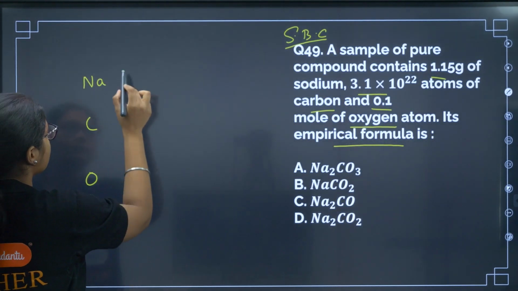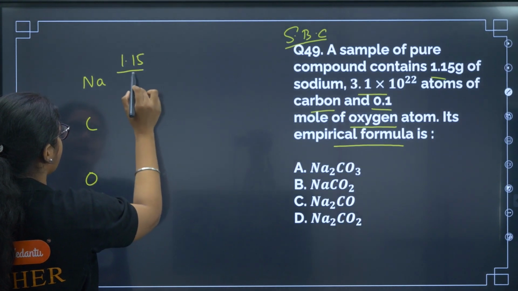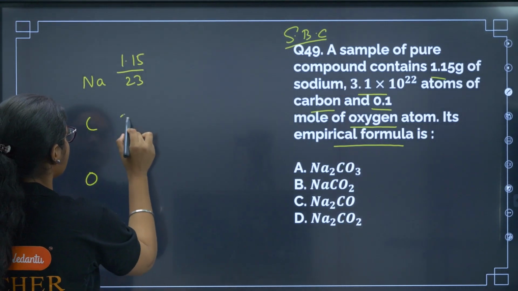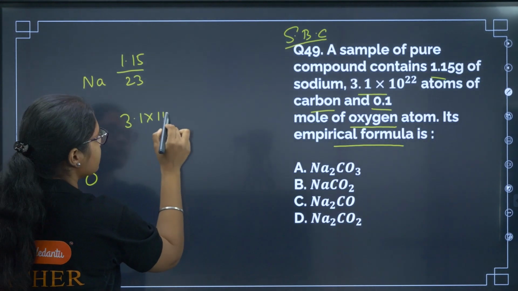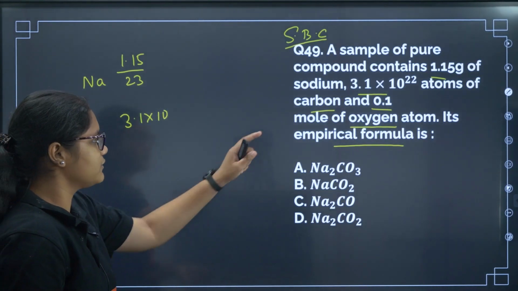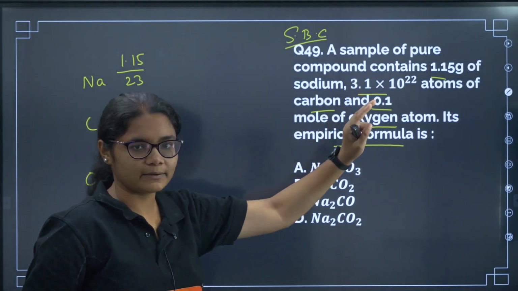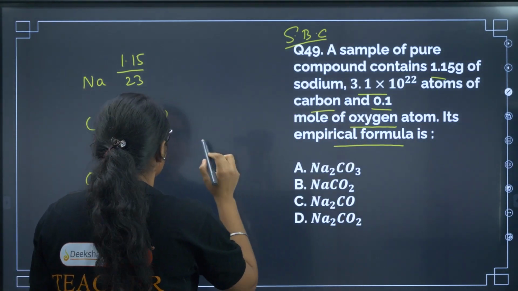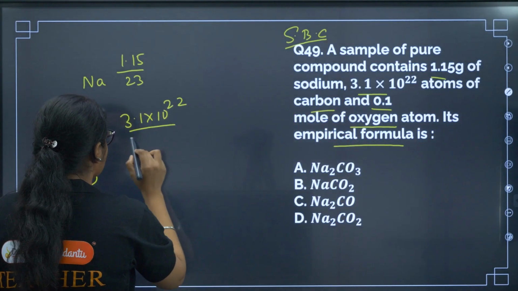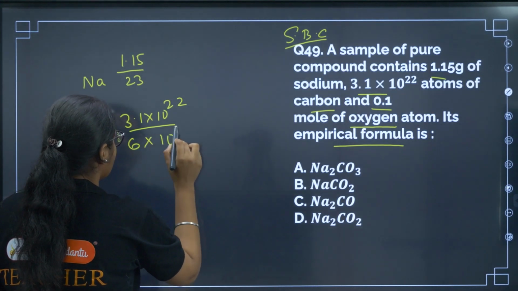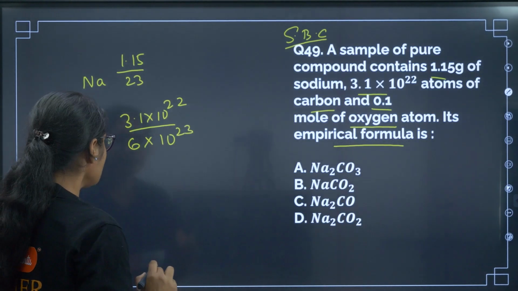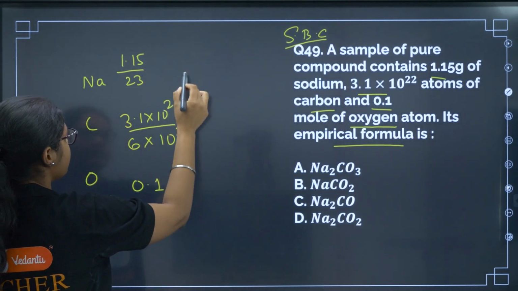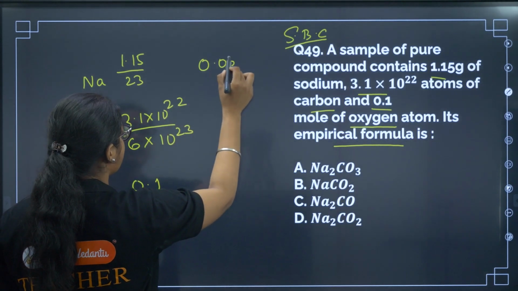So sodium is 1.15 gram divided by 23. Then here this is 3.1 into, we have to convert it into number of moles, right? So if given mass is there, so given mass by molar mass is the number of moles. Then 3.1 into 10 to the power of 22 by 6 into 10 to the power of 23. And then oxygen is 0.1. Okay, so if you divide this, we'll get 0.05 here.